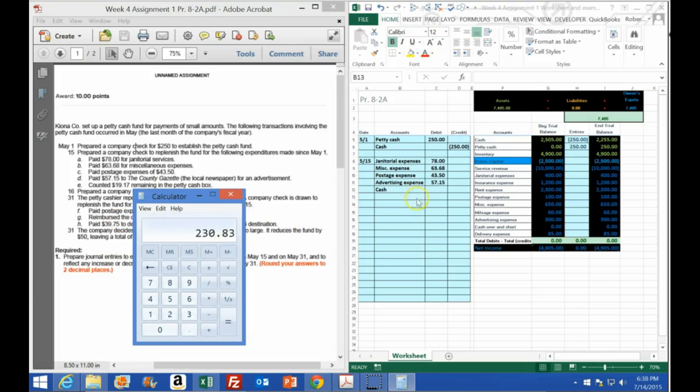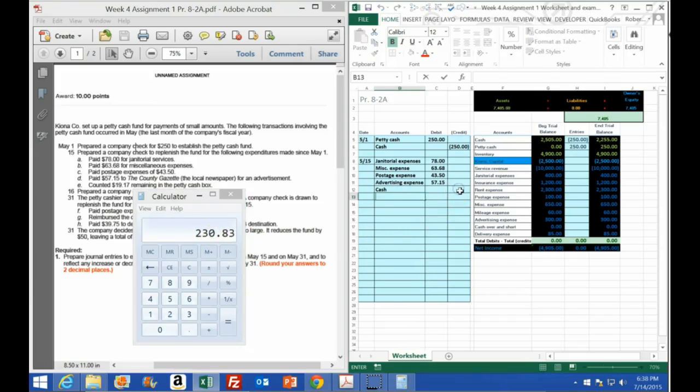Therefore, petty cash would need to be replenished with a check written from the checking account of 230.83. So that calculation I'm going to say is a negative, so it turns out to be a credit balance of the 250 we want in there minus the amount that they say is left, 19.17. And we have this here. All right, and there's our 230.83.